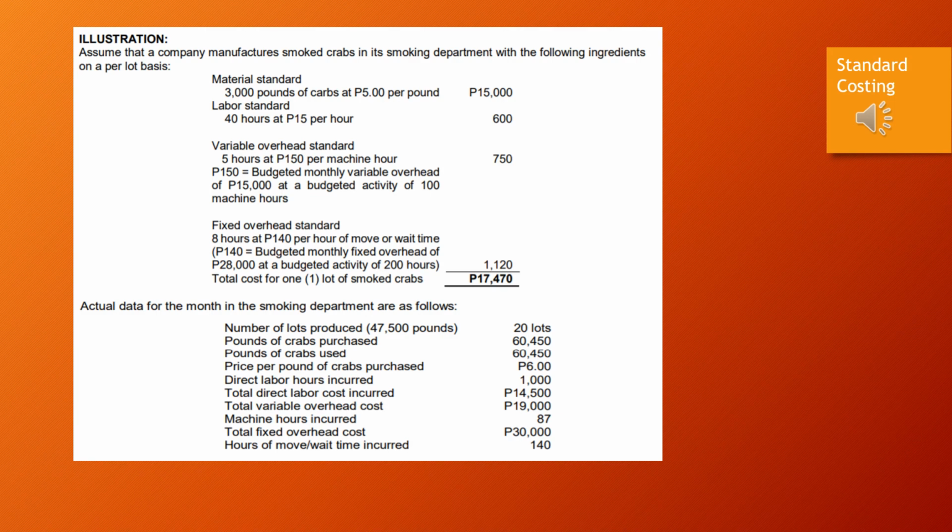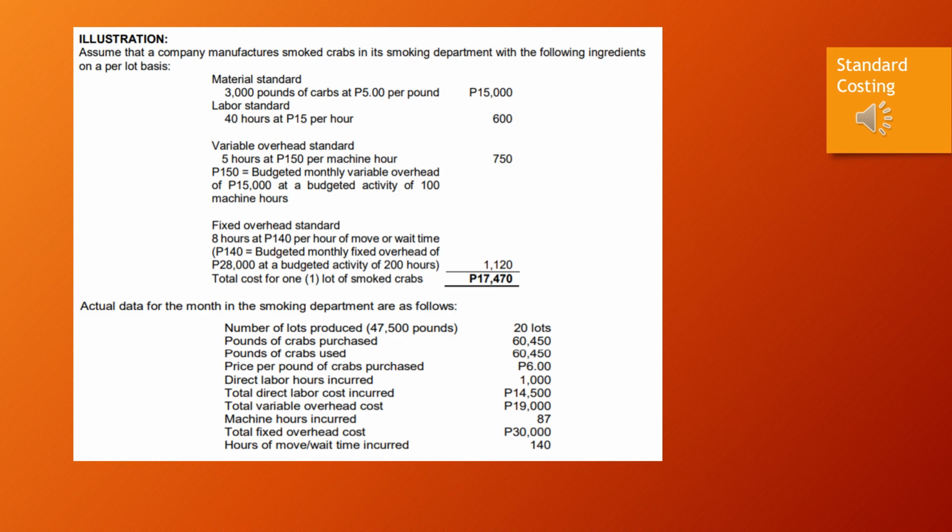So we have material standards, 3,000 pounds of crabs at 5 pesos per pound. So that's 15,000. The labor standard, 40 hours at 15 pesos per hour. We have also the variable overhead standard. So this will be used in the computation of variable overhead spending variances. So 5 hours at 150 per machine hour. 150 pesos is the budgeted monthly variable overhead of 15,000 and a budgeted activity of 100 machine hours. So we have also fixed overhead standard, that's 8 hours at 140. So the 140 pesos is the budgeted monthly fixed overhead of 28,000 at the budgeted activity of 200 hours.